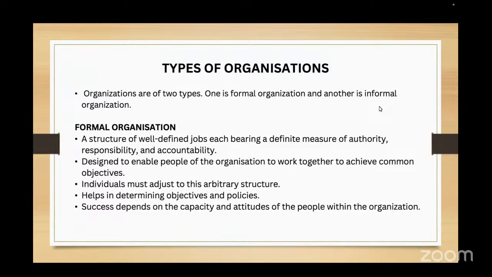Types of organizations. Organizations are of two types. One is formal organization and another is informal organization. Formal organization. A formal organization is a structure of well-defined jobs, each bearing a definite measure of authority, responsibility, and accountability. A formal organization is like the official structure or blueprint of a company or group.